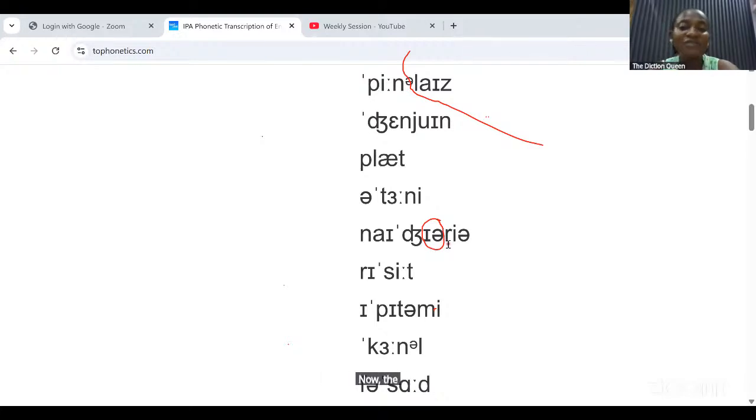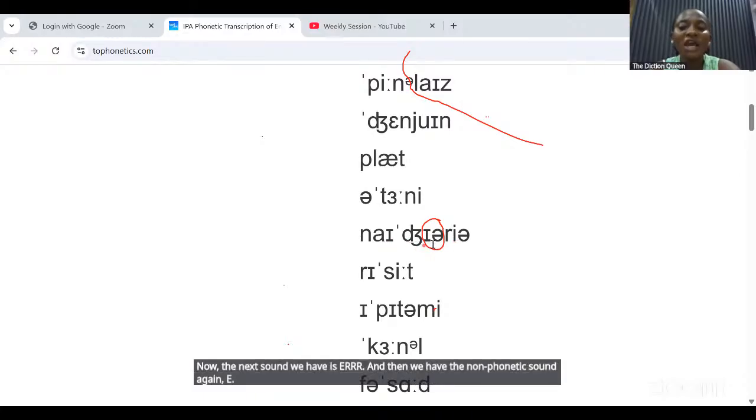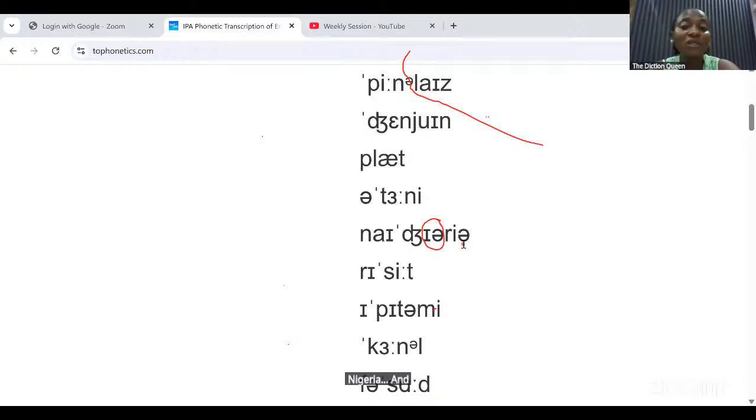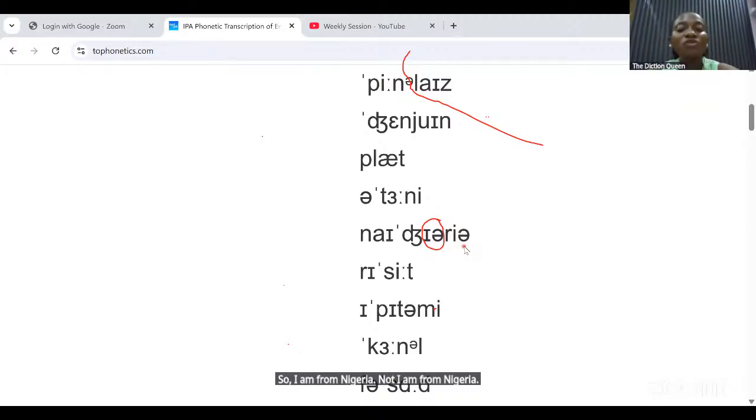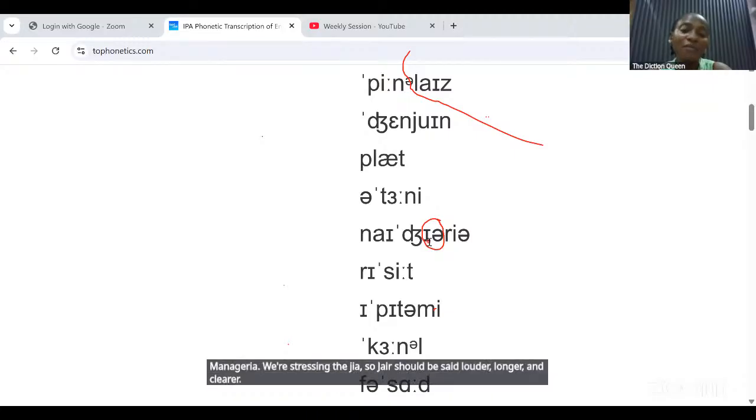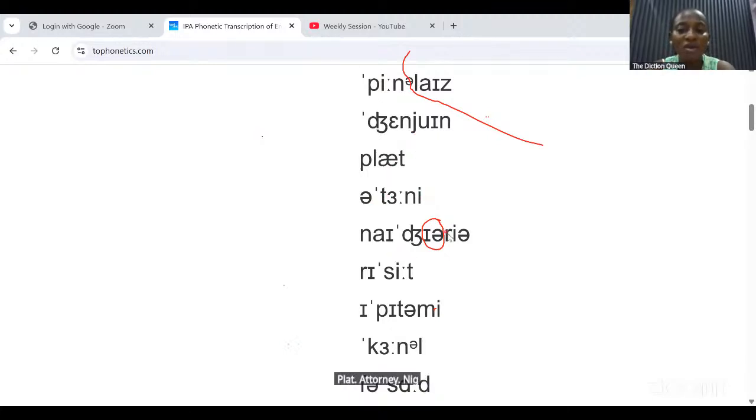Now the next sound we have is the non-phonetic sound again, E, and the last sound is the shwa. So we have Nigeria. So I am from Nigeria, not I am from Nigeria. We're stressing the J, so J should be said louder, longer, and clearer. Nigeria. Penalize. Genuine. Flat. Attorney. Nigeria.